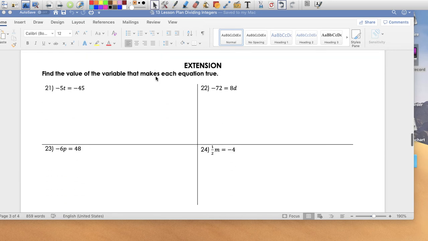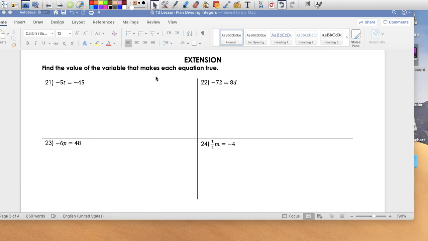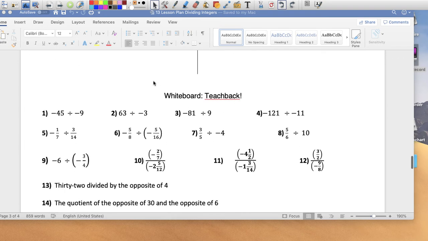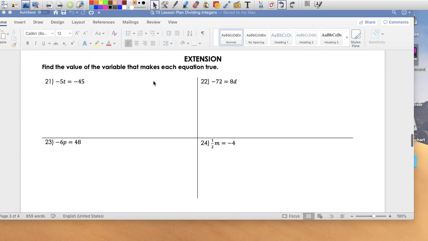And then here we have a ton more. Now, I don't know how much you remember about equations. So, I guess I can do this in 2 ways. But I'd like to do it how you learned it last year. So first one, -5t equals -45.